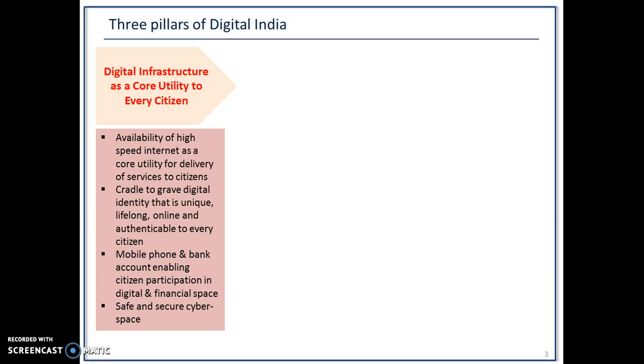The next part is mobile phones and bank accounts enabling citizen participation in the digital and financial space. So all the push towards online fund transfers and wallets like Paytm, MobiKwik and Freecharge is enabling India to move to a digital economy, as opposed to a physical economy where paper and pen applications are there, or people are transacting using cash. Cash is very hard to track. If every transaction was digital, it would be very easy to track. There will be transparency, and there will be very little corruption.